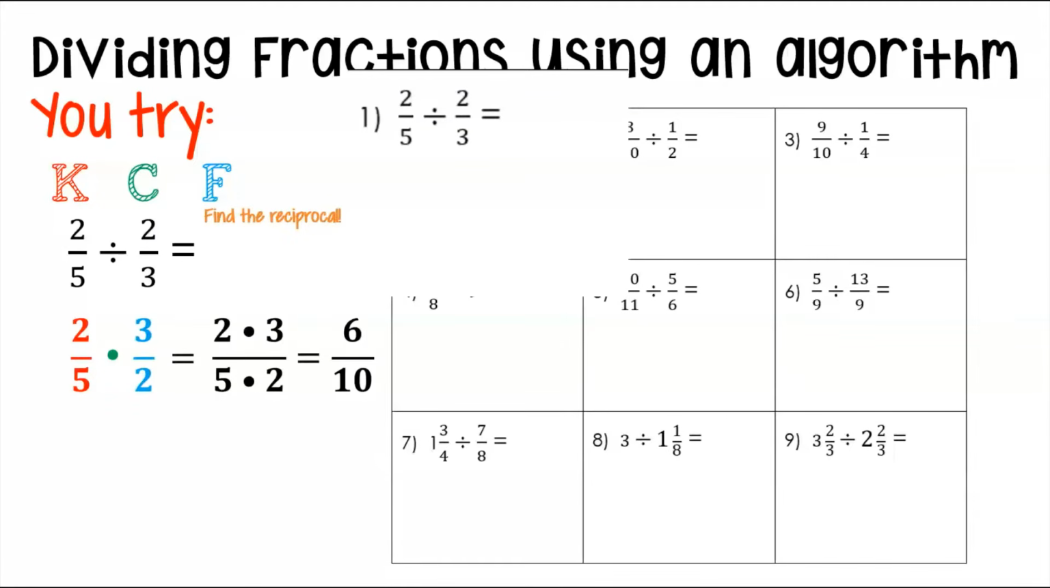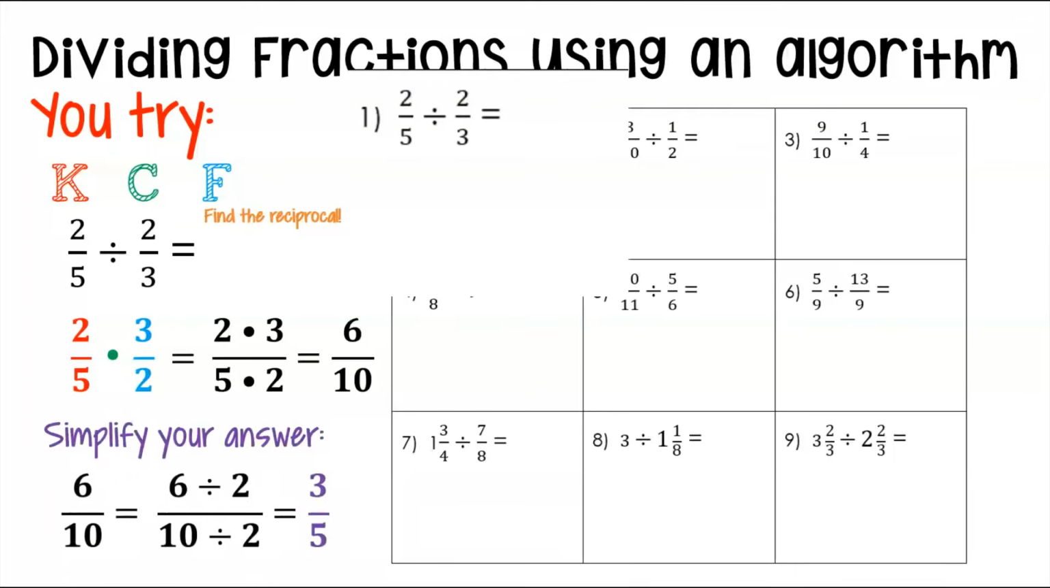2 times 3 is 6. 5 times 2 is 10. Now don't forget that you need to simplify your answer. So now that we have 6/10, we're going to divide the top and the bottom by the common factor of 2, and that leaves us with 3/5. That is our final answer.